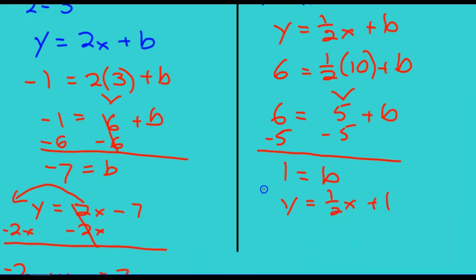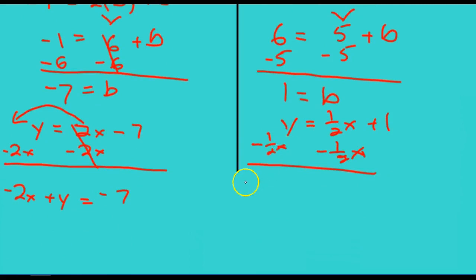All we got to do then is move the x over, so subtract 1/2 x. And we get a negative 1/2 x plus y equals 1. And these are our standard forms.